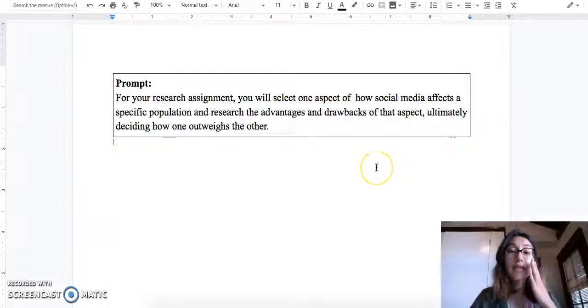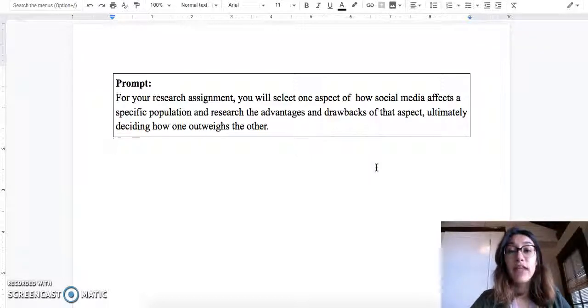So here is the prompt, which is the exact same as what you have on Canvas. For your research assignment, you will select one aspect of how social media affects a specific population and research the advantages and drawbacks of that aspect, ultimately deciding how one outweighs the other.